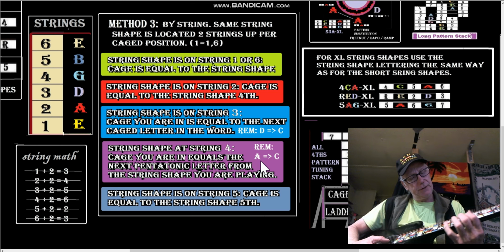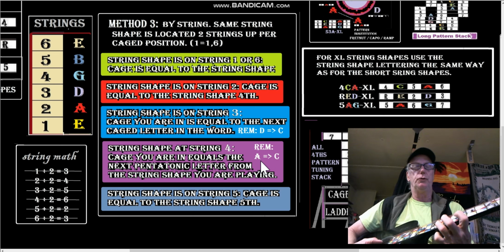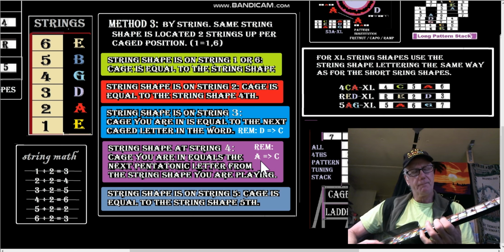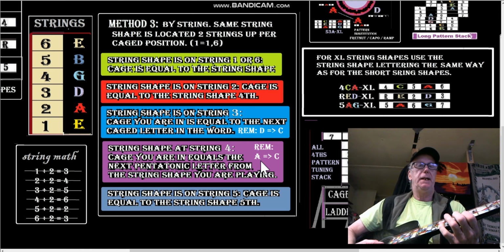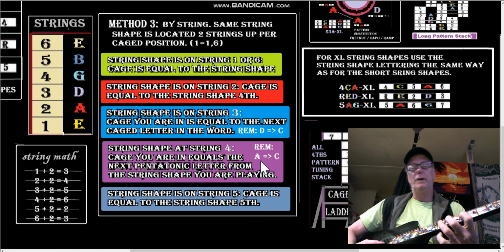Let's look at a string shape. Easy one. Let's do the G string shape. 6, 7, root. So we know in the cage word G goes to E, so then we have E, so we're doing this. And then in pentatonic, G goes to A. But what cage am I in?